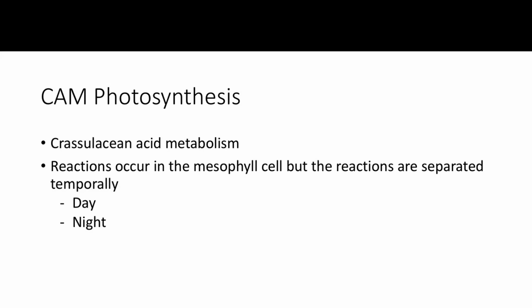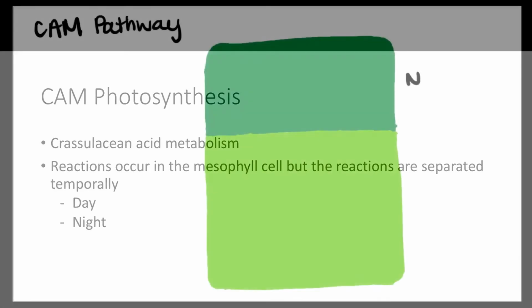CAM photosynthesis is also known as crassulacean acid metabolism. These reactions are separated temporally, meaning that the initial CO2 fixation occurs during the nighttime cycle, and the malic acid to Calvin cycle reactions occur during the daytime.